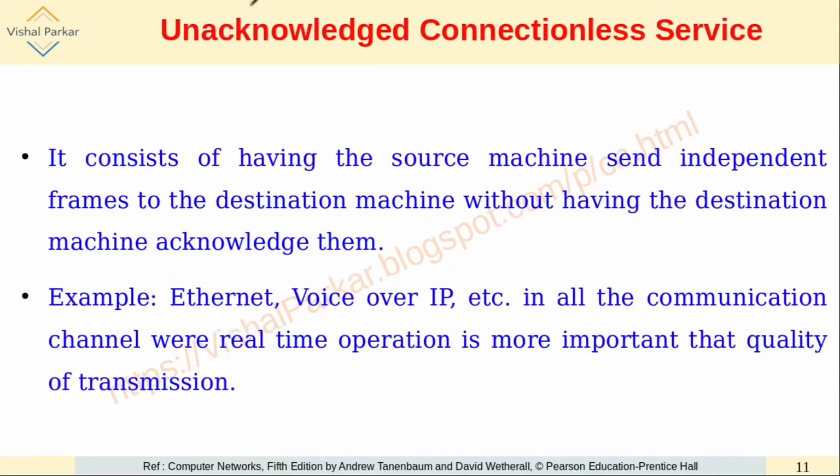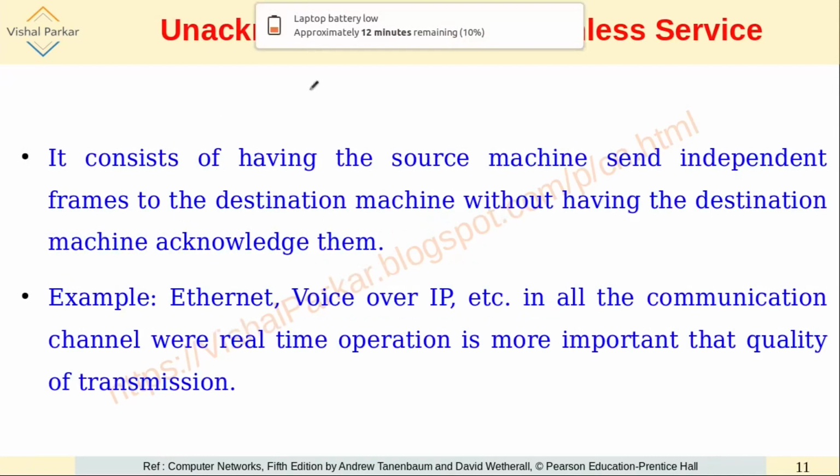So the first is unacknowledged connectionless service. It has basically three words: unacknowledged, connectionless, and service. It's a service which is unacknowledged. It consists of having the source machine send independent frames to the destination machine without having the destination machine acknowledge them. So there is no acknowledgement for the individual frames which are sent by the sender to the destination machine.